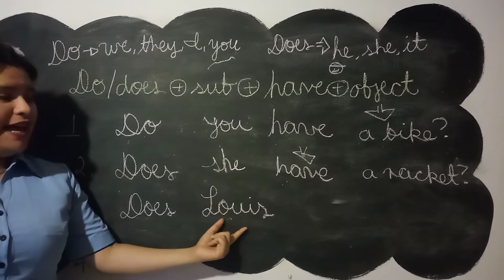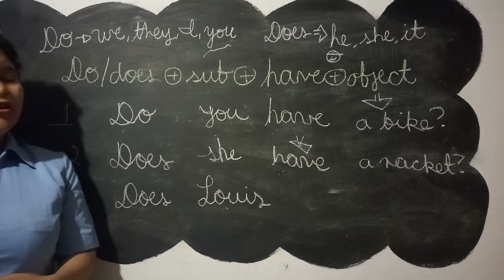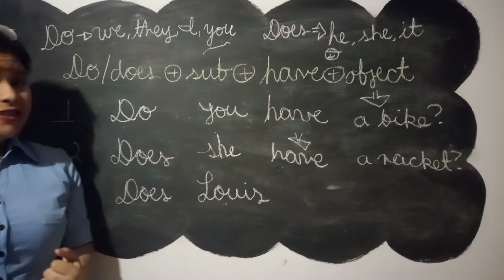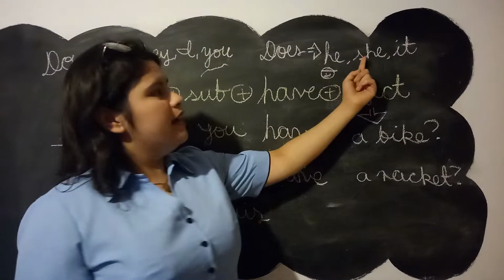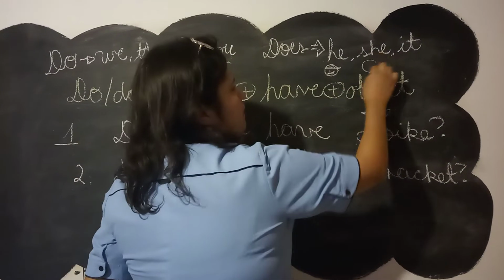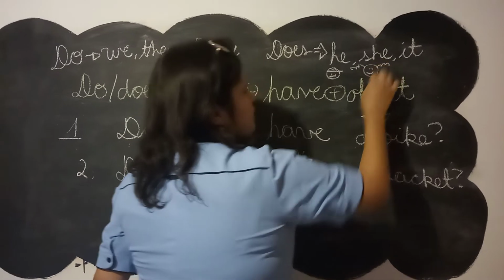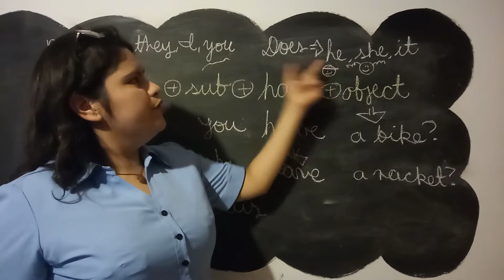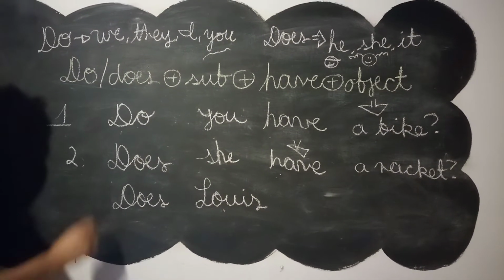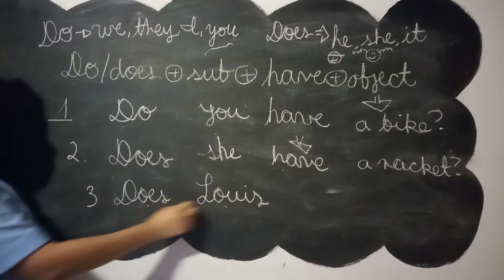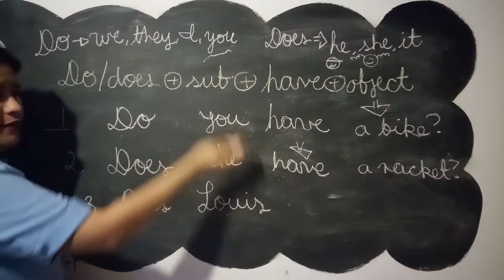If here, si aquí en lugar de Luis it was a different name, fuera otro nombre, for example, Lisa, Lisa is a girl. We use she for girls. So I'm going to use does as well. So I have number 3. Does Luis, the same word, la misma como en las demás.